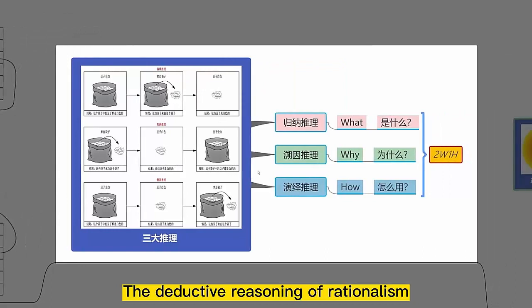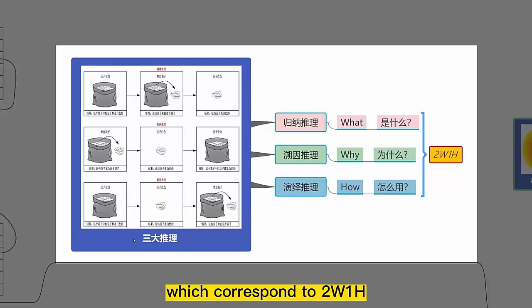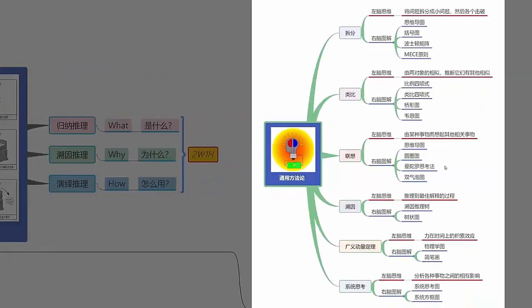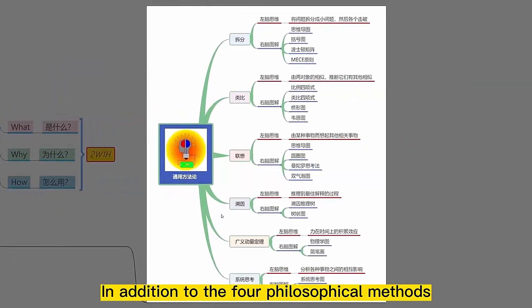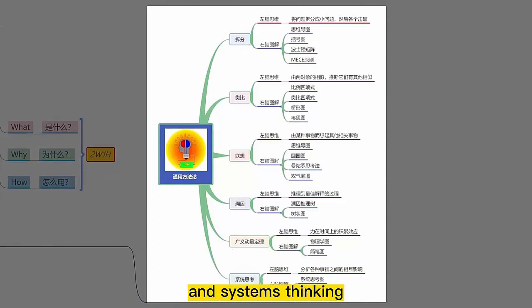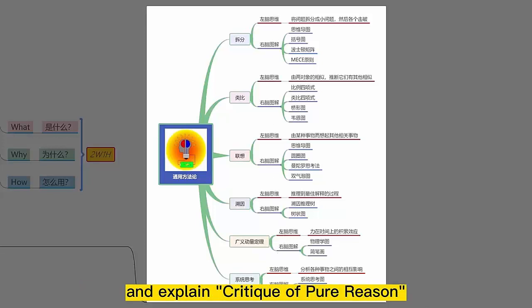The deductive reasoning of rationalism, the inductive reasoning of empiricism, and the abductive reasoning of Peirce are known as the world's 3 major reasoning, which correspond to 2W1H, and 2W1H corresponds to the 3 major directions of philosophical research. In addition to the 4 philosophical methods, there are 2 methods of generalized momentum theorem and systems thinking, as well as the corresponding graphical method of each method, and I will use the general methodology to analyze and explain Critique of Pure Reason from both thinking and diagramming.